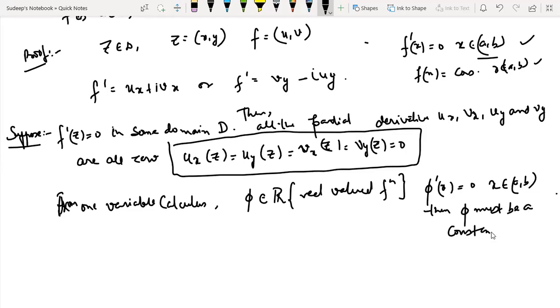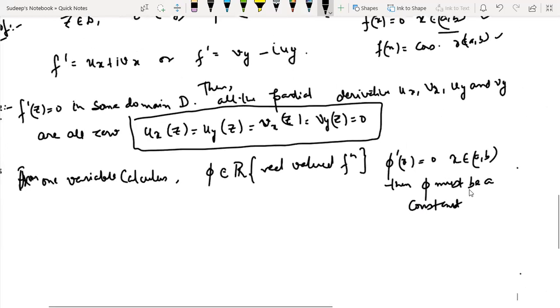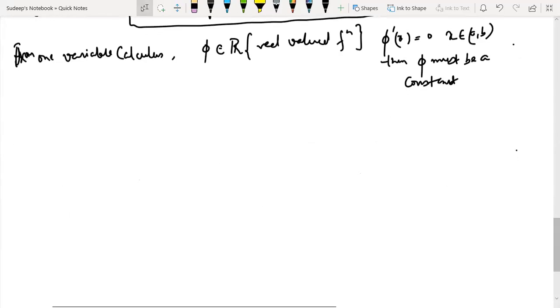This is something we already know from our one variable calculus. Now let us try to make this assumption, let us try to make things easy. We already know that ux, vx, vy, uy are all 0. Now let us take a point.